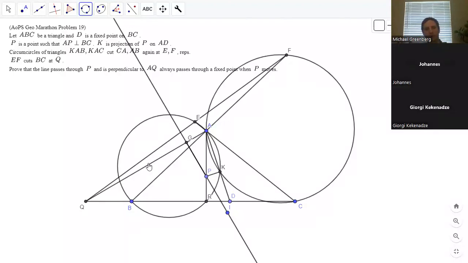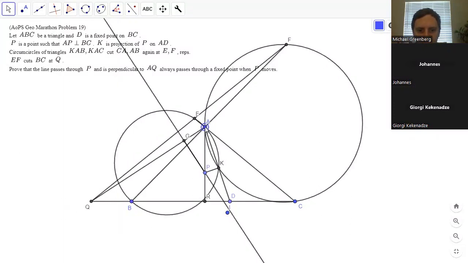Yeah, I think we should try to learn more about the structure of the rest of the diagram, instead of just focusing on this point first. So point Q, what can we say about that? So for EF meets BC, what do we know about KAB and KAC, those circles? This makes it look like KAB passes through R, but that's not true in general.